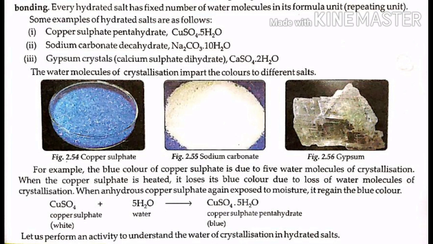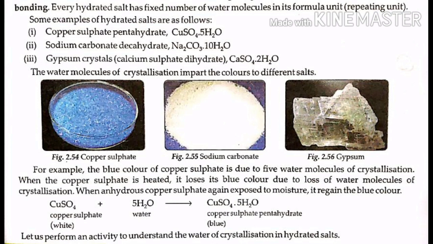Some examples of hydrated salts are as follows: copper sulfate pentahydrate, CuSO4 5H2O; sodium carbonate decahydrate, Na2CO3 10H2O; gypsum crystals, calcium sulfate dihydrate, CaSO4 2H2O. For example, the blue color of copper sulfate is due to 5 water molecules of crystallization. When the copper sulfate is heated, it loses its blue color due to loss of water molecules of crystallization. When anhydrous copper sulfate is again exposed to moisture, it regains the blue color.